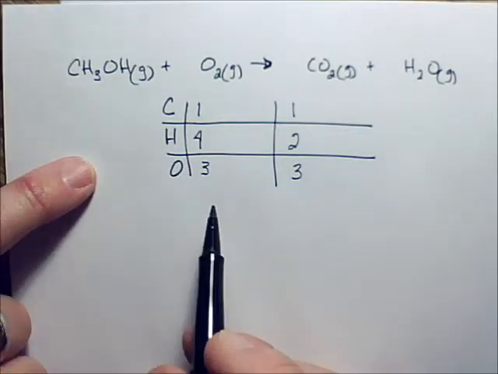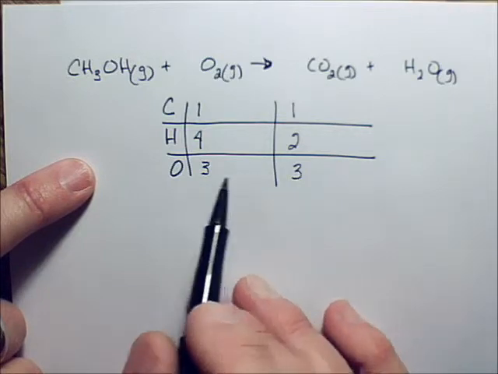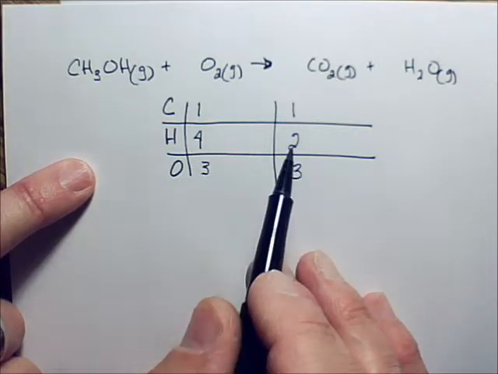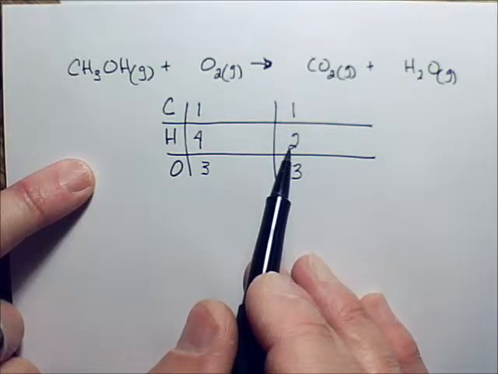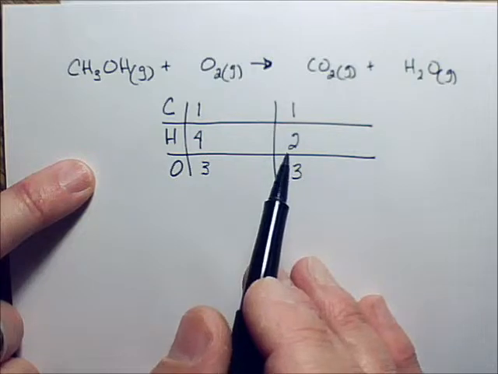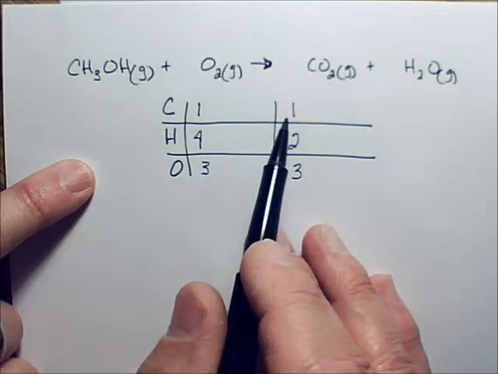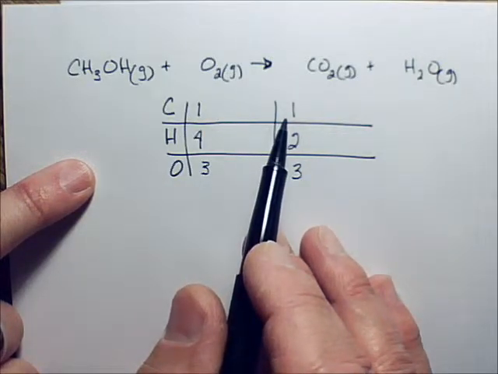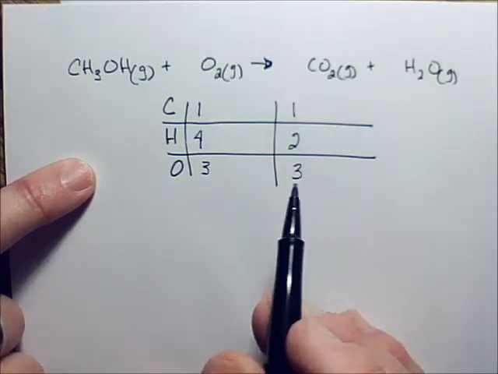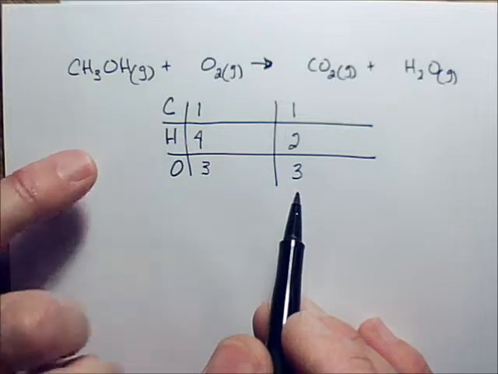Whenever you're trying to balance equations, you always do oxygen last and hydrogen next to last. Always. Oxygen last, hydrogen next to last. Now in this case, the carbons are already balanced. We don't have to worry about that so much. We do have to worry about the hydrogens next.